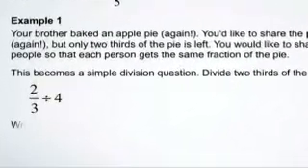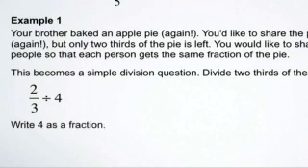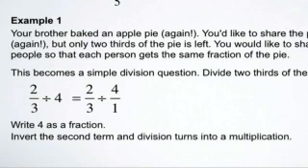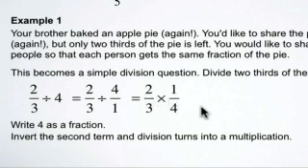Now, it doesn't look like we're dividing fractions in this case because we have the whole number 4, but I'm going to write 4 as a fraction. It's 4/1. And now I can see, to apply the rule for division, invert the second and change it to multiplication becomes 2/3 times 1/4. The rule for multiplication says I end up with 2/12. 2 times 1 is 2, and 3 times 4 is 12.